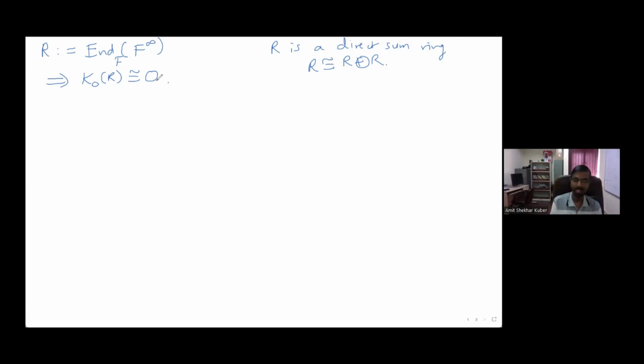If the local ring happens to be non-commutative, then it was a Grothendieck group. Okay, so now direct sum rings. I just want to say something about a property which is very important. It's shortened as IBP, the invariant basis property.